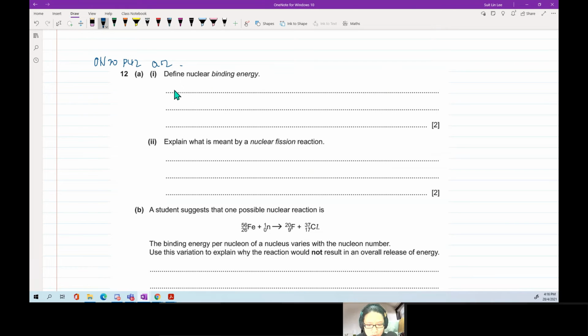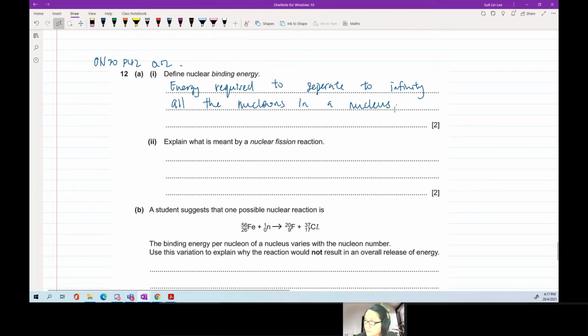Okay, so binding energy, think of the nucleus. Proton and proton, they don't like to stay close to each other. They're like, bruh, you positive, I positive. I don't like you. Why are you so close? So there's actually work done to bring the protons close to each other. But if you want to separate them to infinity, you need to do work. So this will be the energy required to separate to infinity all the nucleons in a nucleus. Okay, we see a nucleus and we go like, I'm going to separate all of you, protons and neutrons, away.